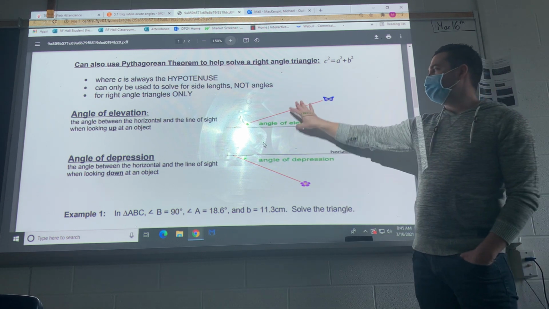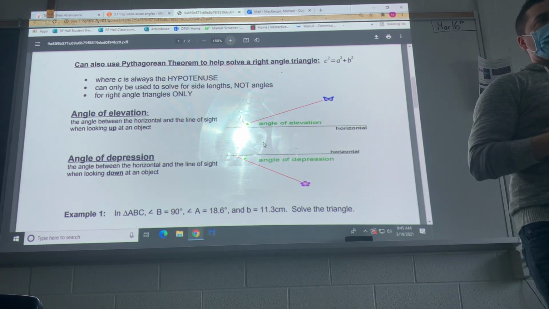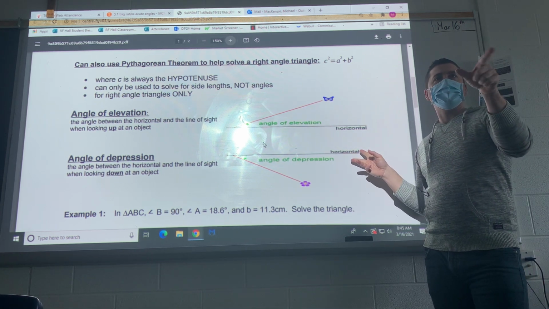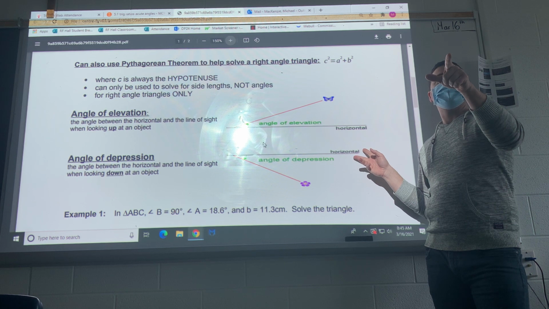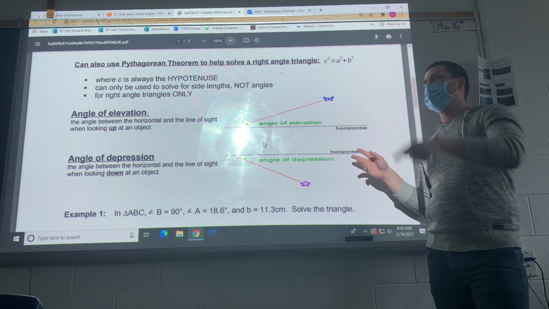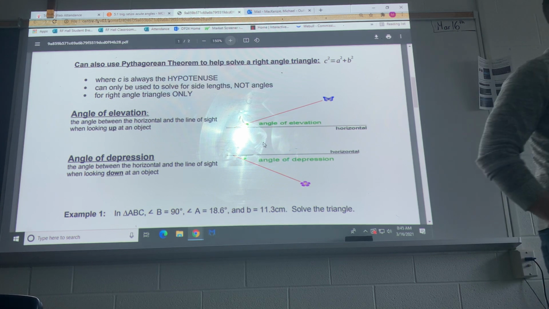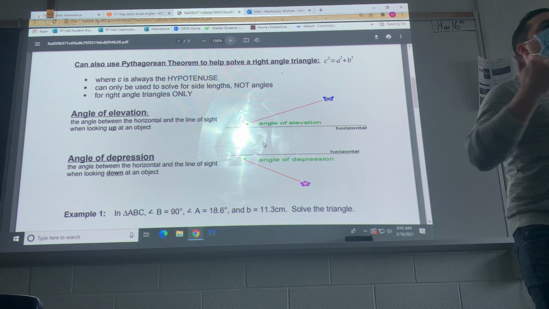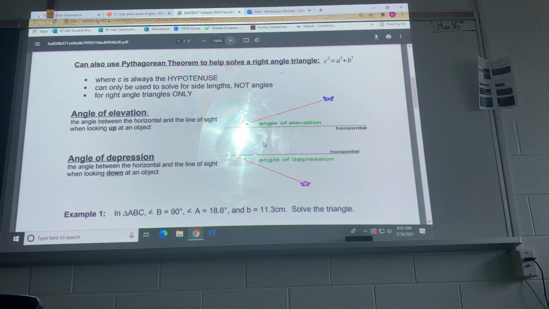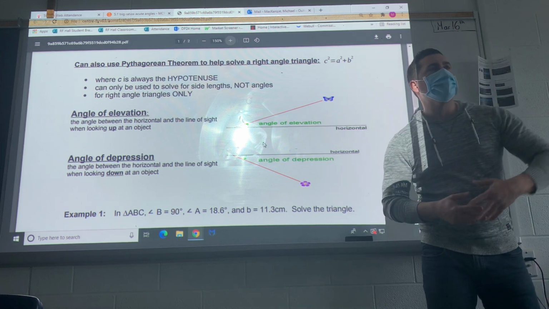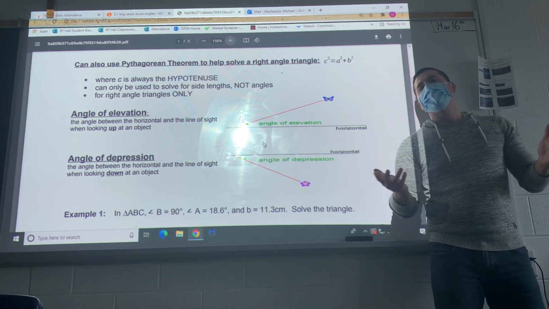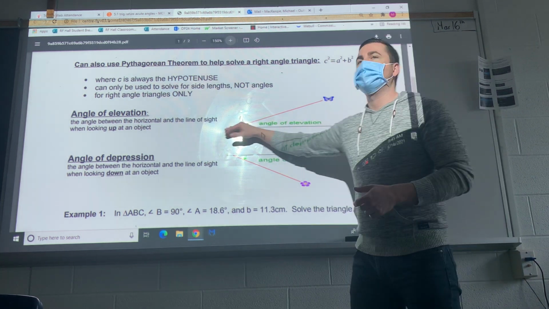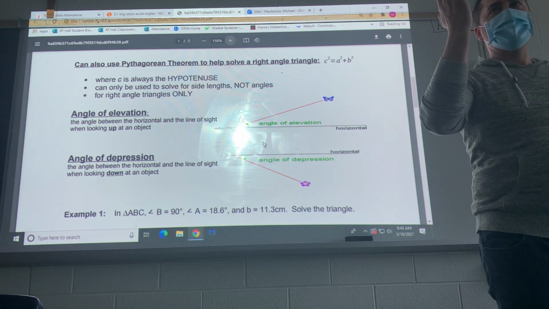So a couple other terms that we need to know. Again, this should have been taught to you last year. Did you guys learn these two? No? Okay, so there are two terms. The first is angle of elevation. You'll see these in word problems only. They'll say the angle of elevation up to a tree is 50 degrees, or the angle of elevation up to the airplane is 75 degrees. So the angle of elevation is from the ground, or the horizontal, up to an object.